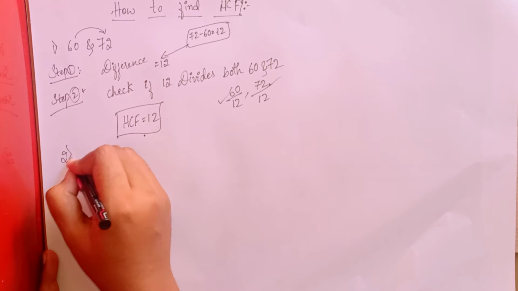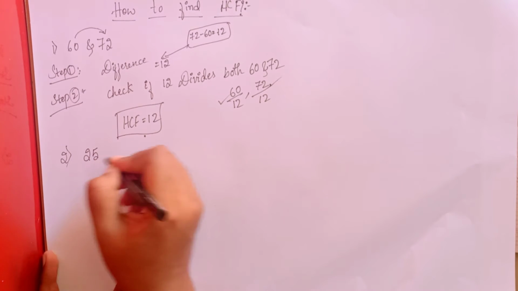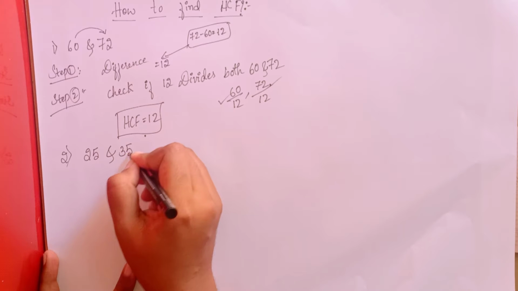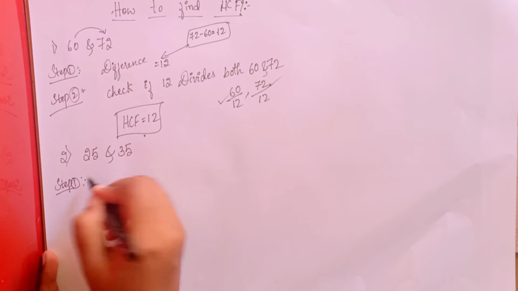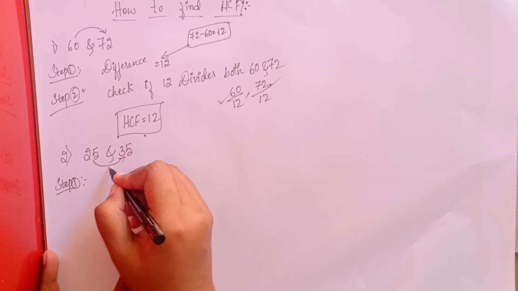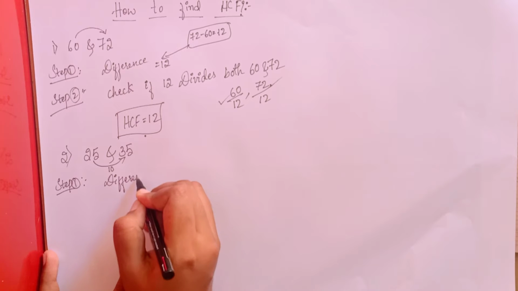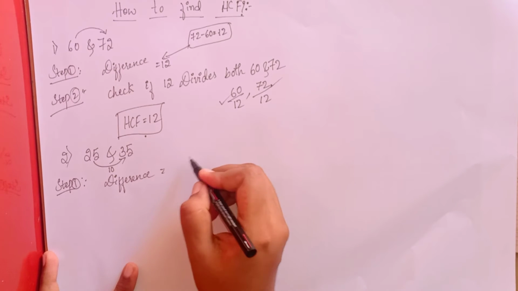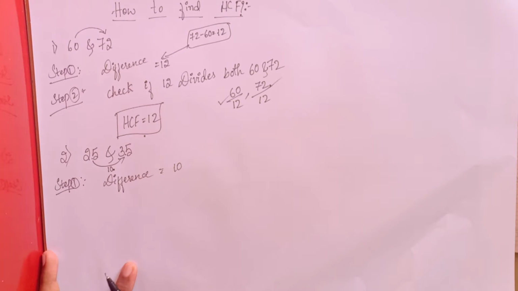Next we will go with the second example, again with two numbers only. One is 25, the other is 35. Step 1 is the difference. The difference is 10, because 35 minus 25 gives 10.